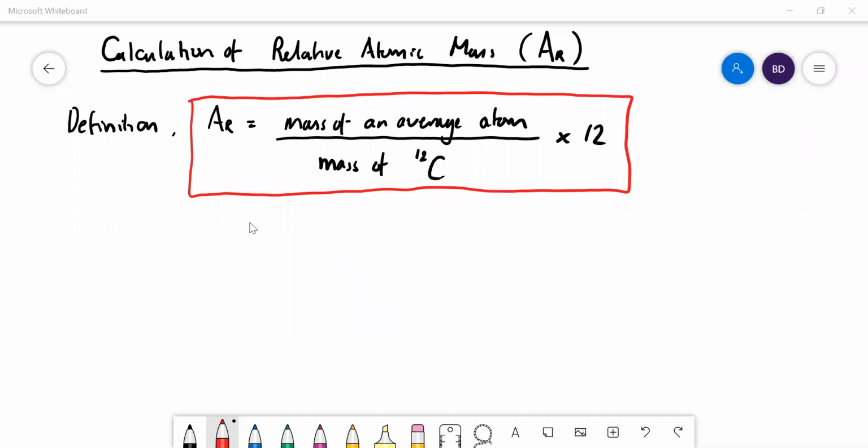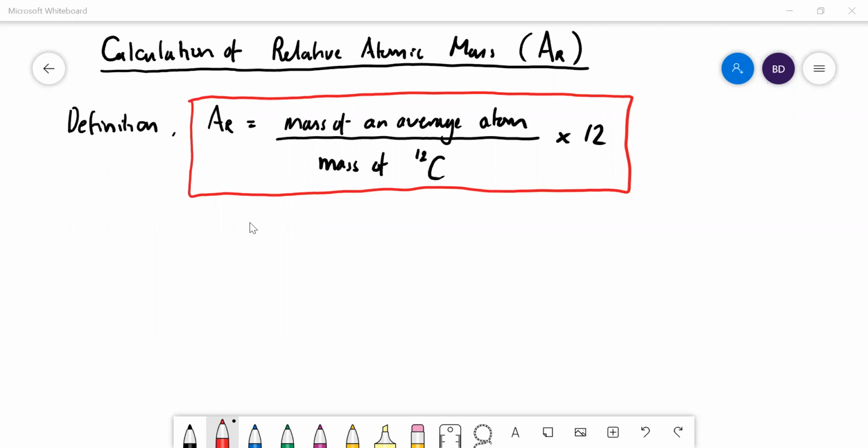Okay, we're going to calculate the relative atomic mass of atoms here. Now, the definition of relative atomic mass, AR, is the mass of an average atom divided by the mass of a carbon-12 nucleus, multiplied by 12. So I think that's the best way of defining it. You can define it purely in prose, but I think it's easier to do it that way.